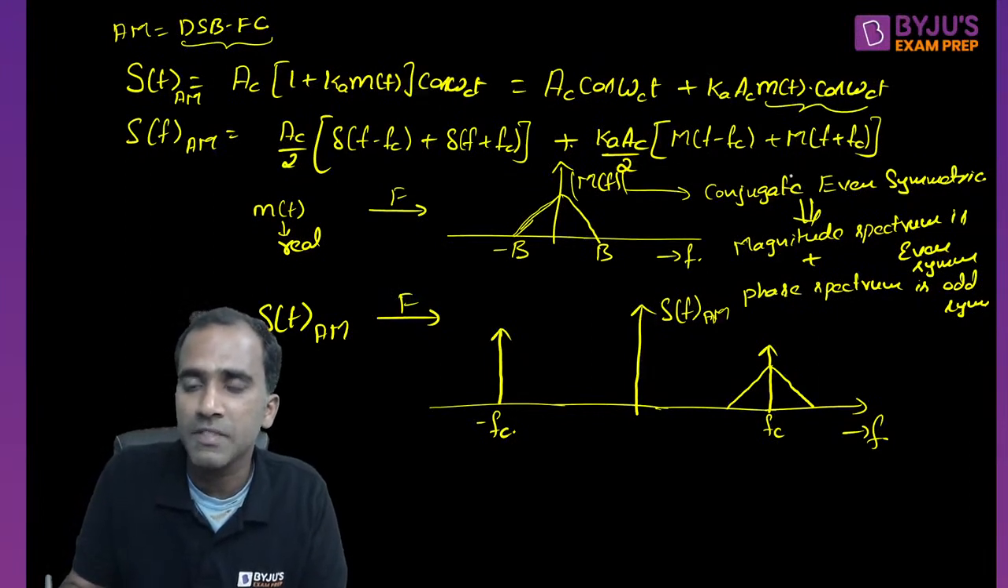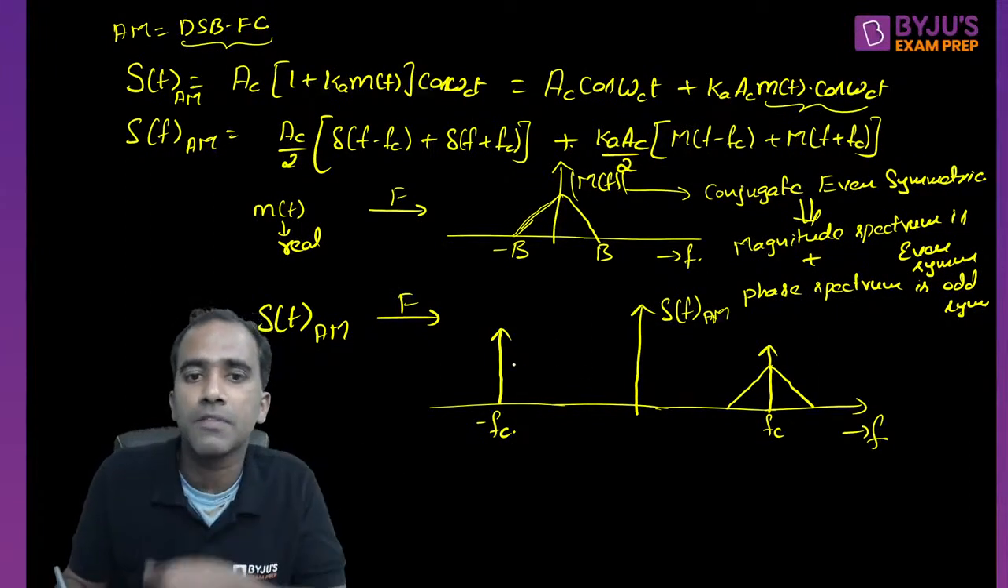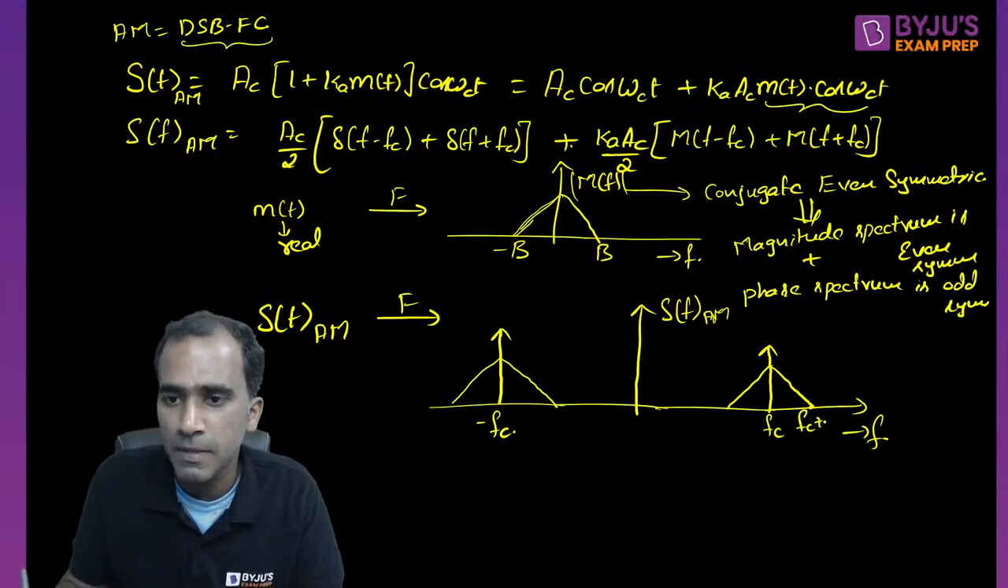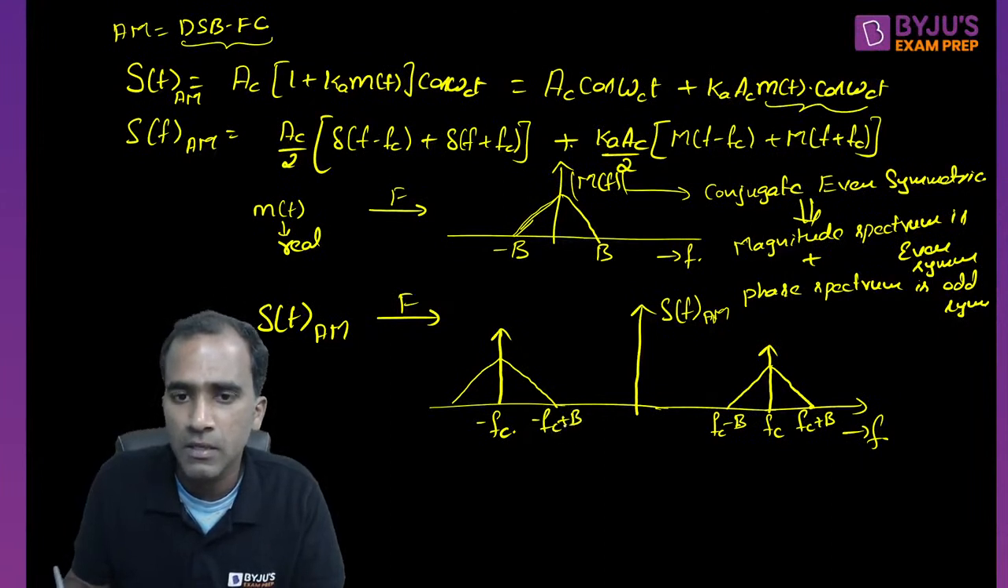Next, m of f plus fc means m of f shifted towards left side by fc. So this will be fc plus b, and this is fc minus b. This is minus fc plus b, and this is minus fc minus b.